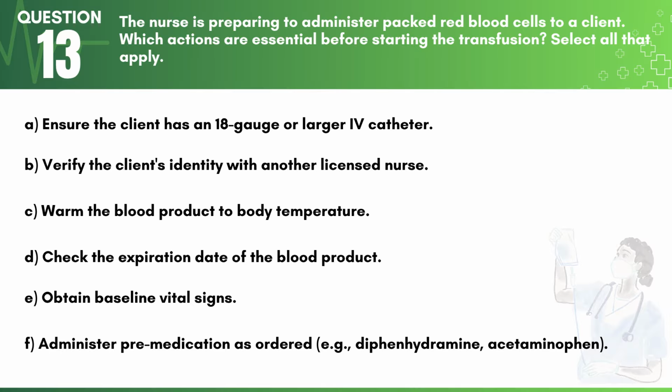Question 13. The nurse is preparing to administer packed red blood cells to a client. Which actions are essential before starting the transfusion? Select all that apply. A. Ensure the client has an 18-gauge or larger IV catheter. B. Verify the client's identity with another licensed nurse.